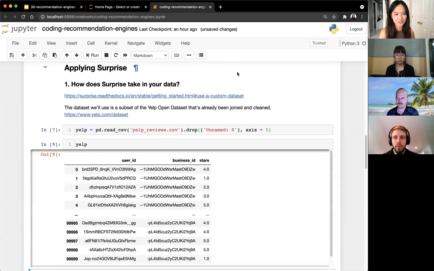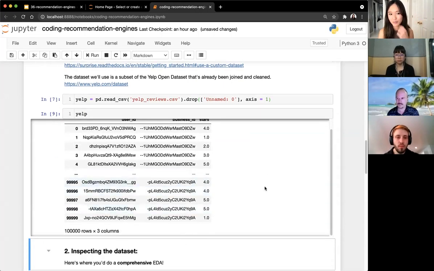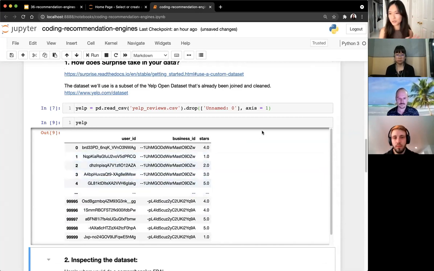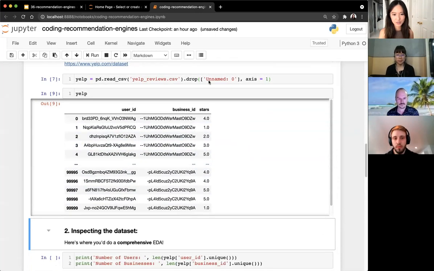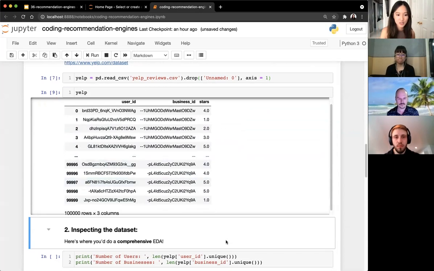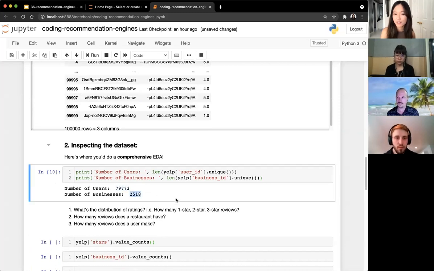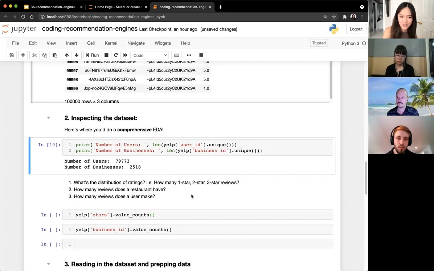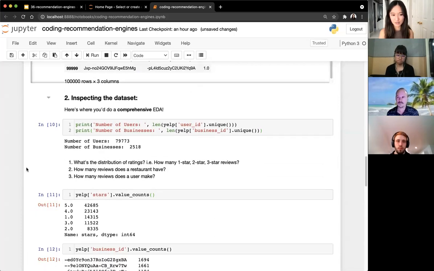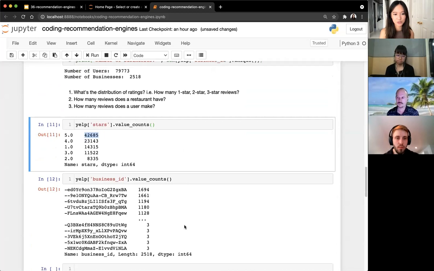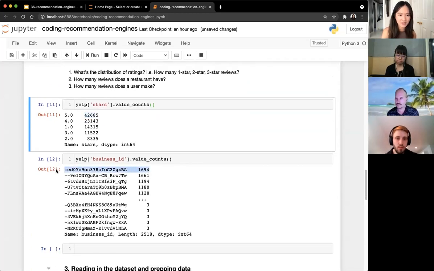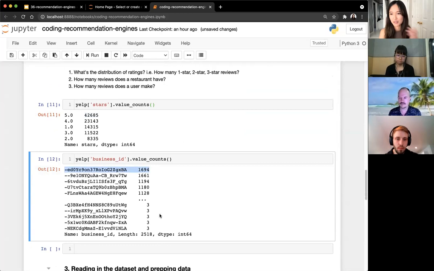I forget how many I have here. Okay, I have 100,000 ratings from Yelp, from a certain number of users and a certain number of businesses. This information does translate to a utility matrix if you were to map it out, but this is just a more efficient way of storing that data. Cool, let's find out how many. So we have 80,000 users, 2,500 businesses. Very, very straightforward EDA just to get through it. Lots of 5 stars, cool. Some business IDs were rated 1,600 times. Great, cool. You would do a much more in-depth EDA if you were doing a project like this.